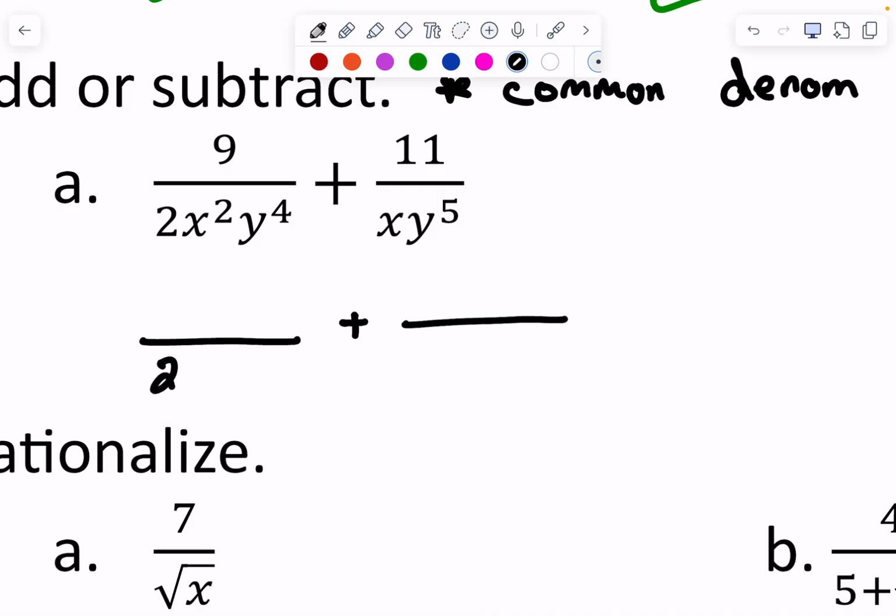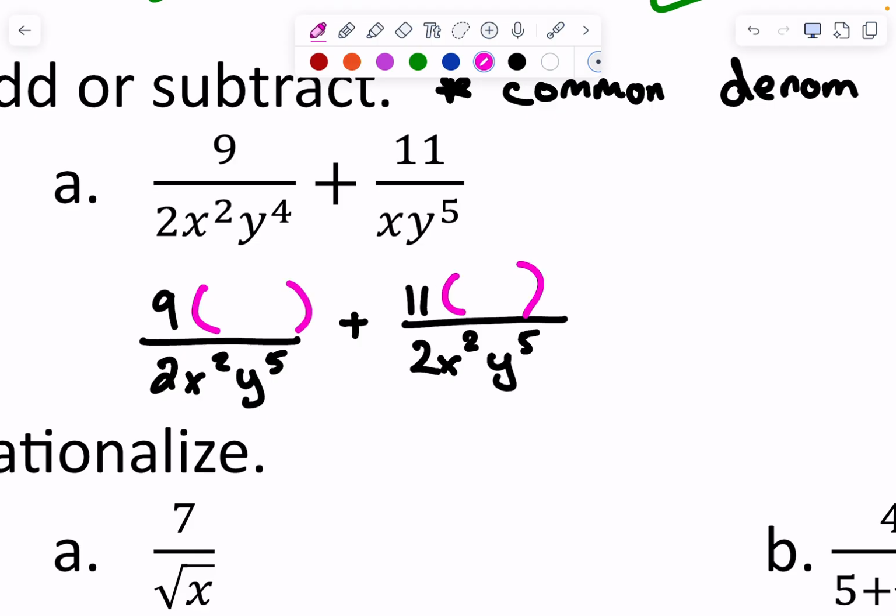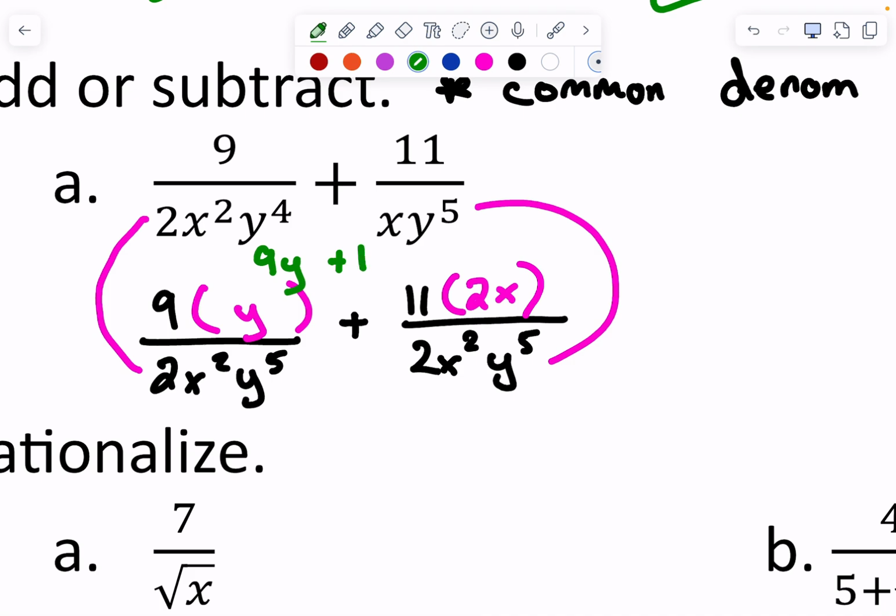2x squared y to the fifth. I don't want to do this. I'm sorry. Neither do I. And then I got a 9 and I got an 11. Okay, and I got this guy and I got this guy. Are we doing okay so far? 9y, what does he need? He just needs a y. What does the 11 need? A 2 and an x. He's already got an x, right? Okay. So this is 9y plus 22x.